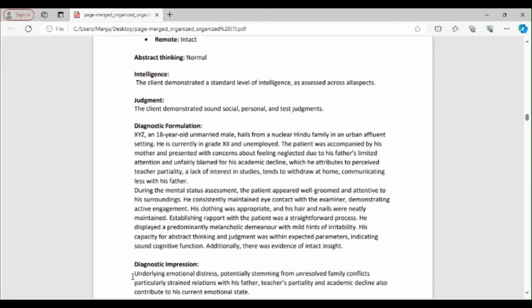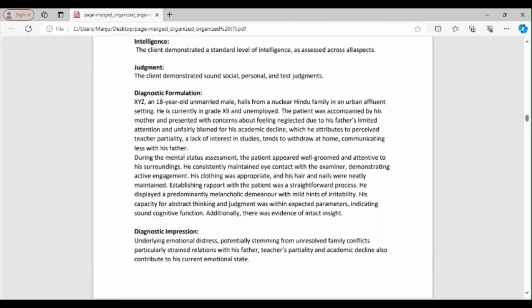Diagnostic impression, this refers to provisional diagnosis, what we have diagnosed. So in this case, it was seen that there is some underlying emotional distress which is potentially stemming from the unresolved family conflicts, particularly strained relationship with his father. Teacher's partiality and academic decline also contribute to his current emotional state. So with this, we have completed the first case.